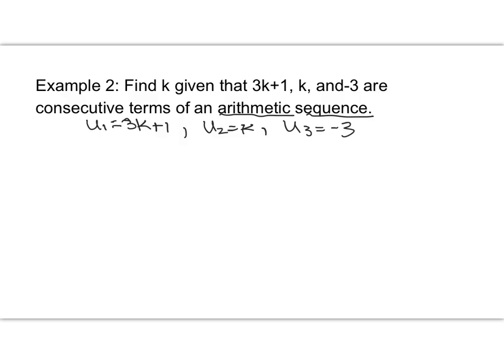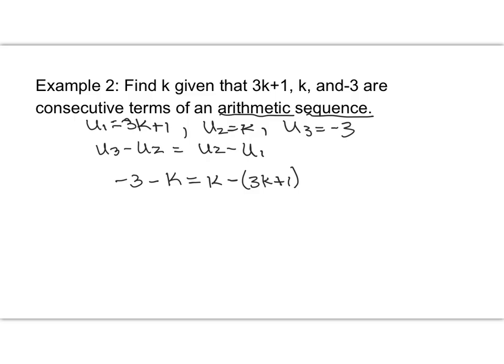that's going to be what allows us to solve this, because U3 minus U2 is going to be equal to U2 minus U1. This is our two common differences. They have to be the same. So we're going to go ahead and put U3, negative 3, minus U2, which is K. That has to equal K minus 3K plus 1.